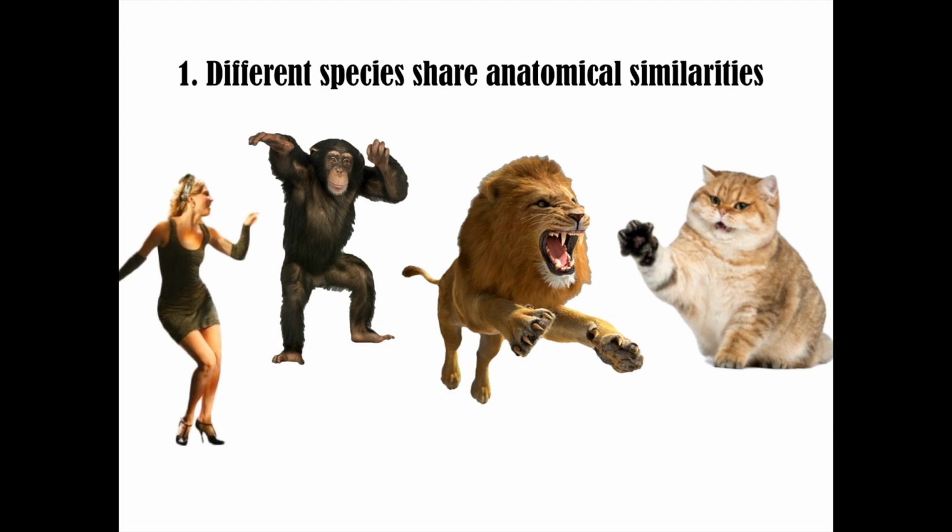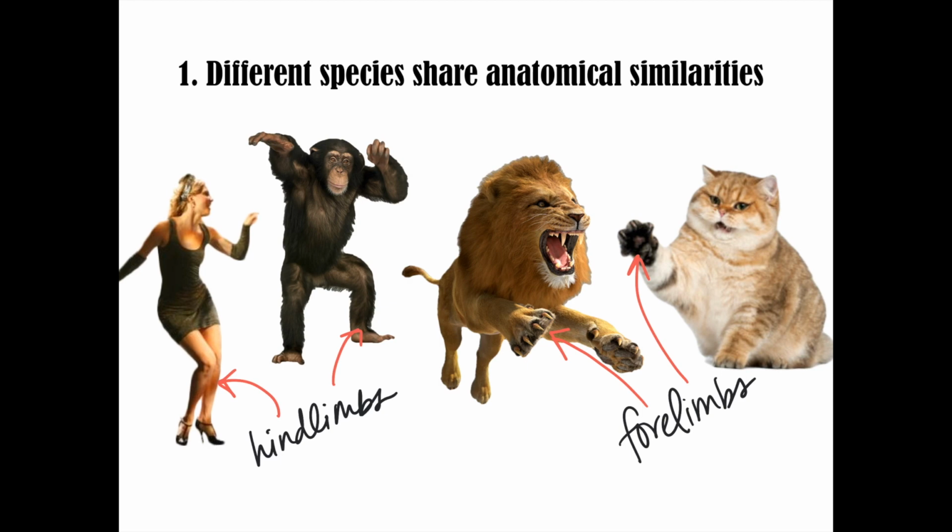We know that even though all of the species pictured here look different and cannot interbreed, they share many basic characteristics, such as forelimbs, hind limbs. They all have eyes, nose, and a mouth. And this isn't actually surprising to us because we're all very familiar with it.